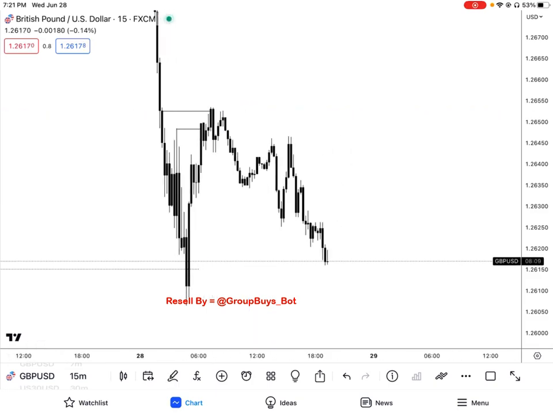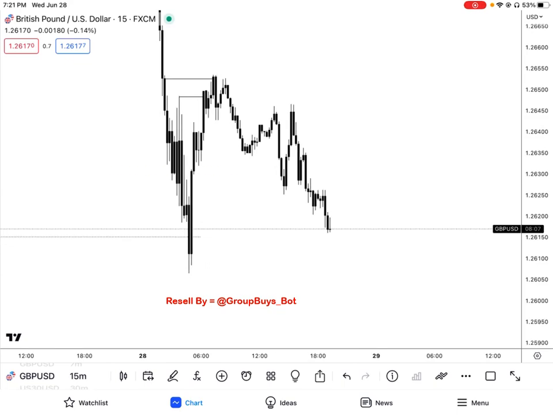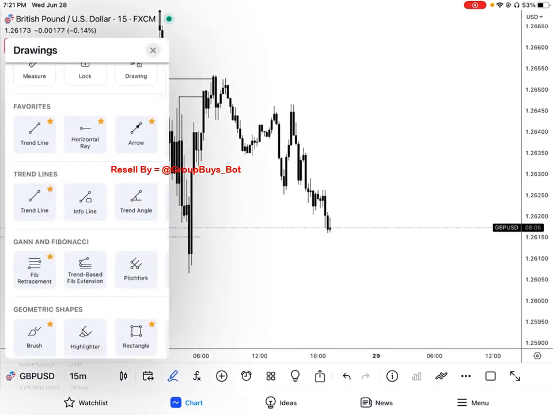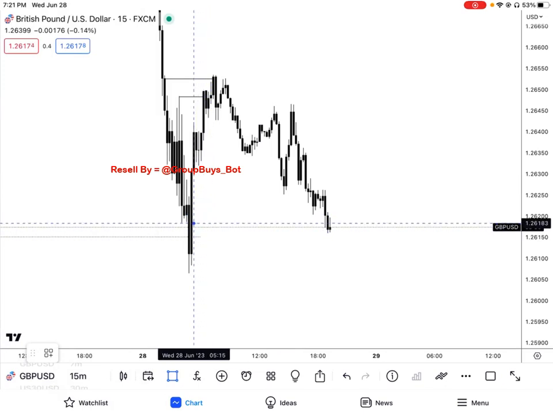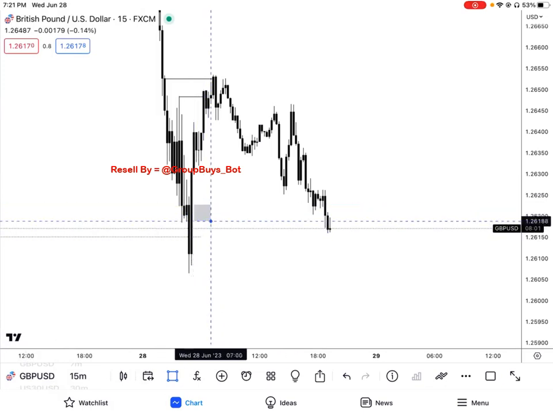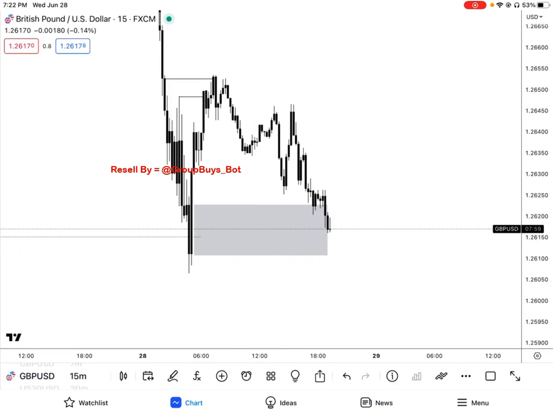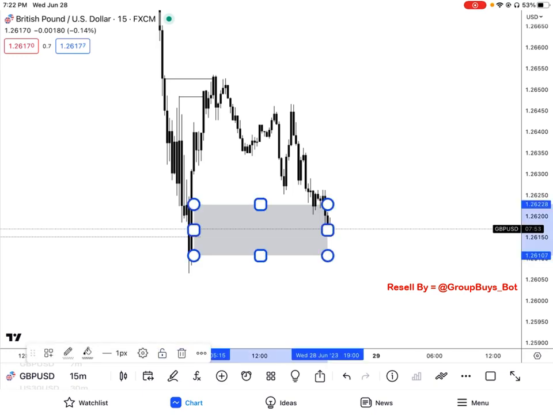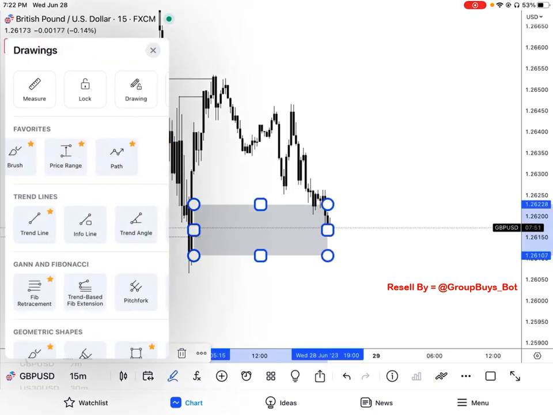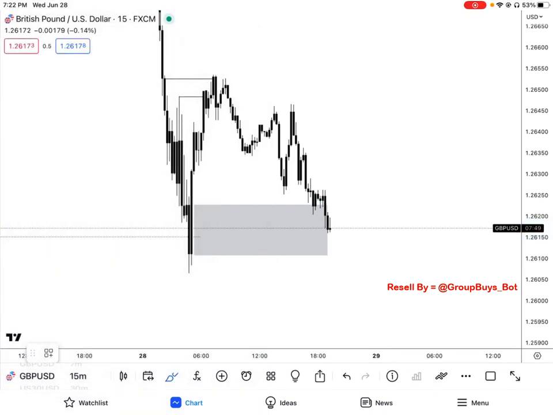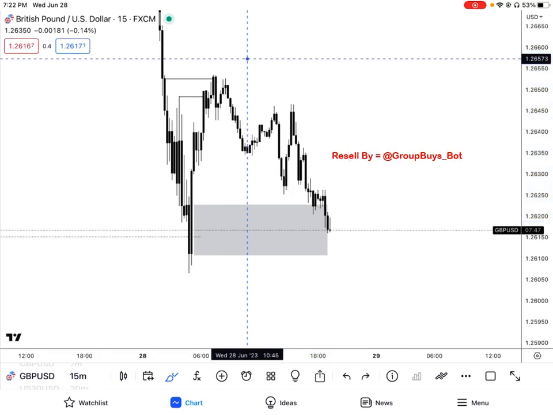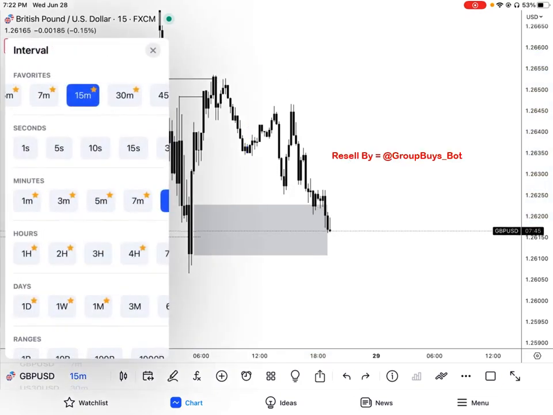Okay, so this is what I would like to be looking at. And clearly, we are in another POI area right here, which you would mark as a 15-minute POI. So an overall general area would be a nice buy reaction around here because we do have built up liquidity right here. So let me just go back to the 1 hour real quick.